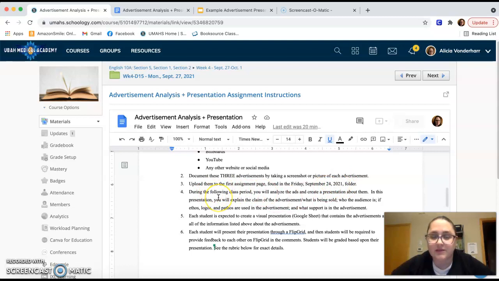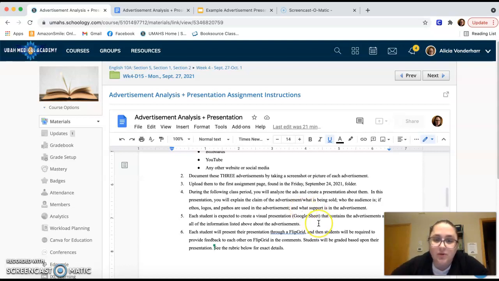And then during this class period, you guys are going to start to analyze the ads and create a presentation about them. In this presentation, you're going to explain the claim. You're going to tell me who the audience is. You're going to talk about ethos, logos, and pathos and how they're used in the advertisement and what supports are included in the advertisement. Now, support is going to be a relatively new term to you guys. We've been doing it all along. We've actually been figuring out the support all along, but now we're going to actually document it as support, and I'll walk you guys through that in just a sec.